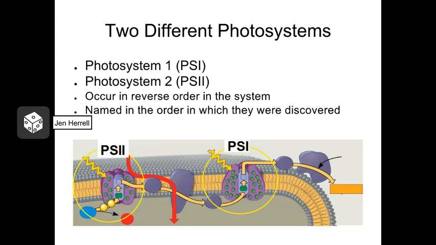Here's a little bit more realistic diagram of our thylakoid machinery. The photosystems are circled in yellow. Remember that the photosystems are named in reverse order, so PS2 occurs in the chain before PS1. Also notice that these two photosystems are connected together by an electron transport chain.